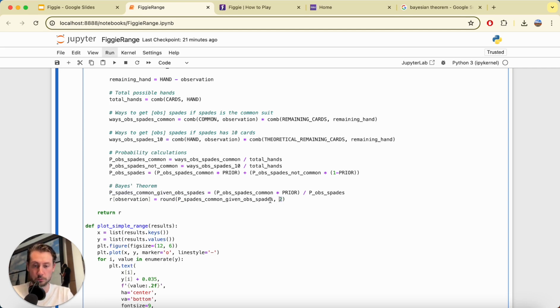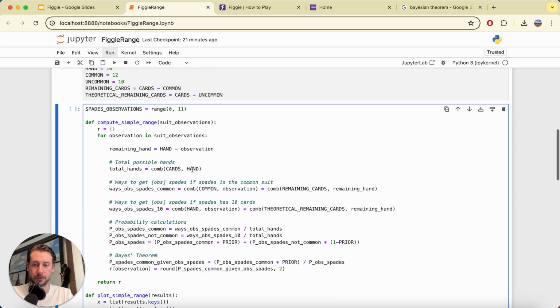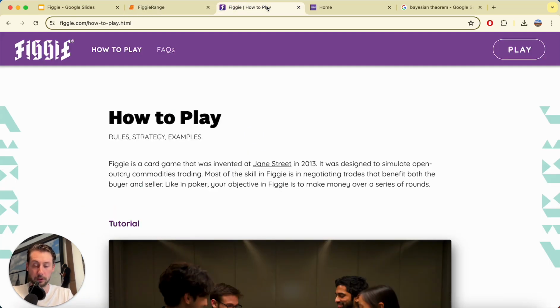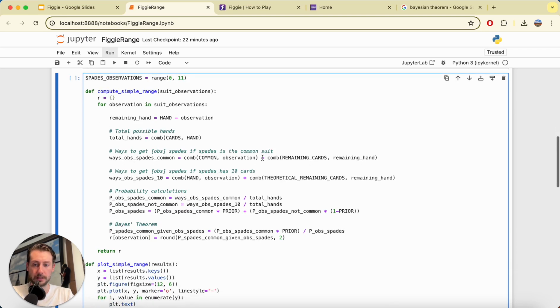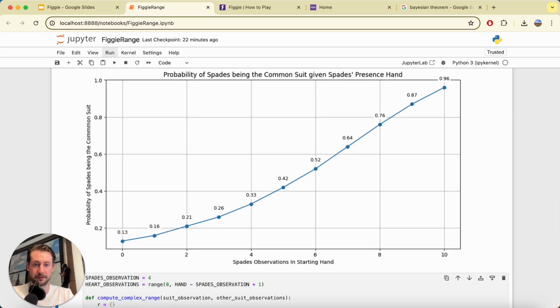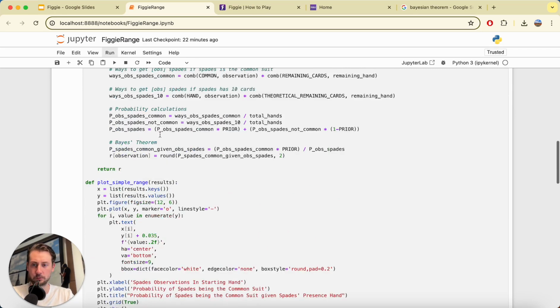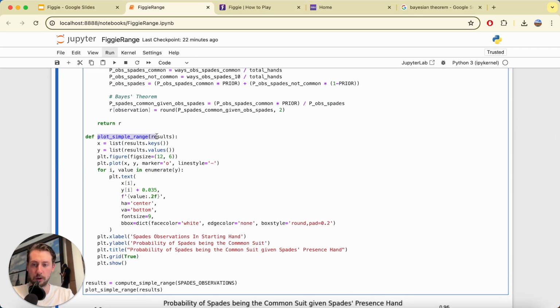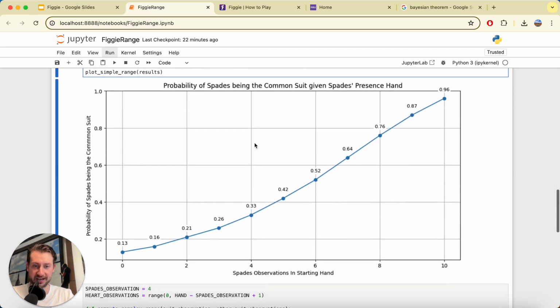We're going to round it to 2 decimals, and we're going to store it and associate it with the number of observations that we have. And why are we going to do that? Because that's exactly what's going to be very useful to help us play this game. We're going to be able to see this graph here. I just ran the whole thing, stored all of the observations, and then started plotting the whole thing. And this is exactly what we want.